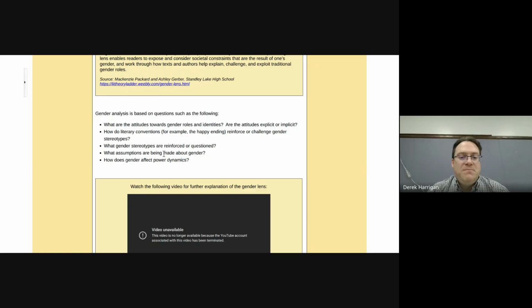What assumptions are being made in the story about gender? And how does gender affect power dynamics? So the power relationships in the stories, the boss and the employee, the people that have power over each other in the story. How is gender portrayed in all of that?